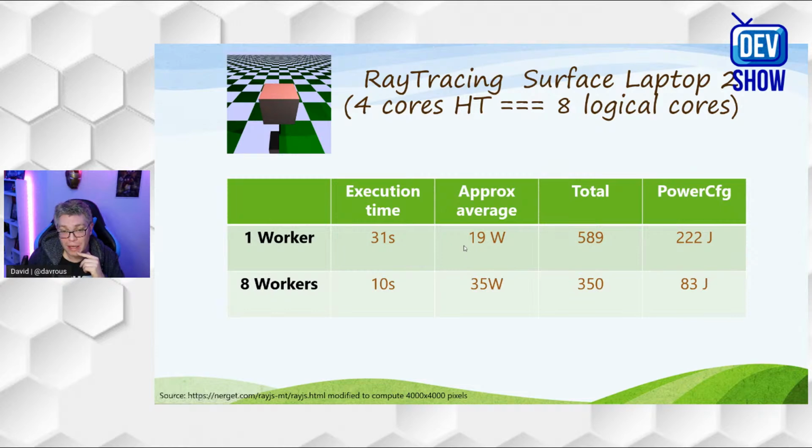About the energy consumption using my power meter, once again, it was really interesting because I was consuming much more energy at peak during the 8 workers test, like 35 watts, which was the maximum I could consume with my laptop charger, for only 19 watts on the monothreaded version. But if you look at Powercfg, that's why you should not just look at peak energy, I consumed almost 3 times less energy using the workers.